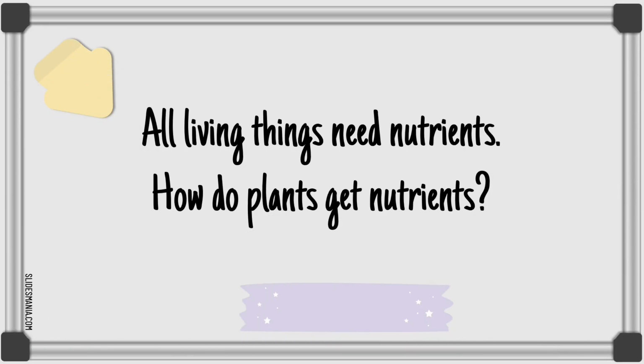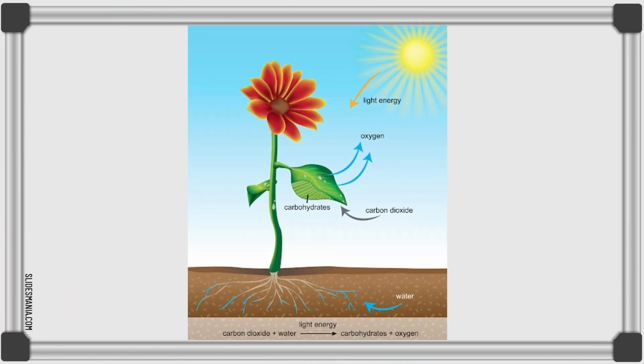Plants need nutrients. So, how do you think plants get nutrients? From where do they get them? Plants get nutrients from the food they make. They make food by the process known as photosynthesis. They use sunlight and carbon dioxide. They use water from the roots. They get some nutrients from the soil. This is how they make food, and they get nutrients from this food.